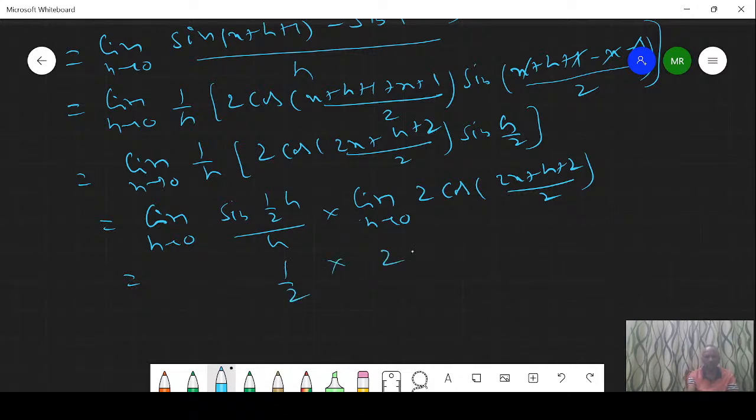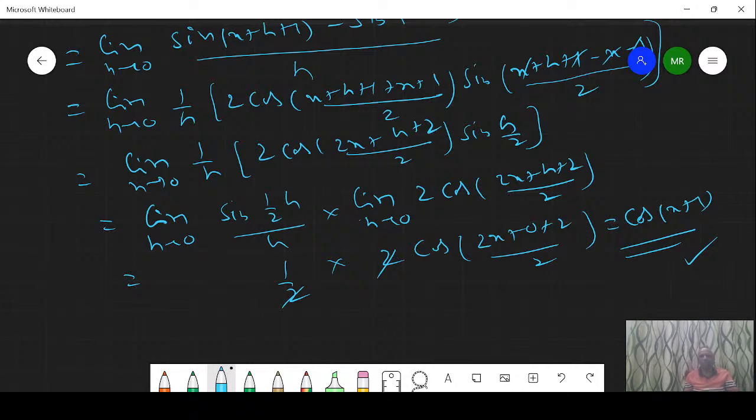Again, 2 into apply the limit, cos of 2x plus 0 plus 2 by 2. In the place of h, you write 0. So 2x plus 0 plus 2 by 2, the 2 cancels. Here it will come cos of (2x plus 2) by 2, which is cos of x plus 1. So this is your answer. The derivative of sin of x plus 1 is cos of x plus 1.